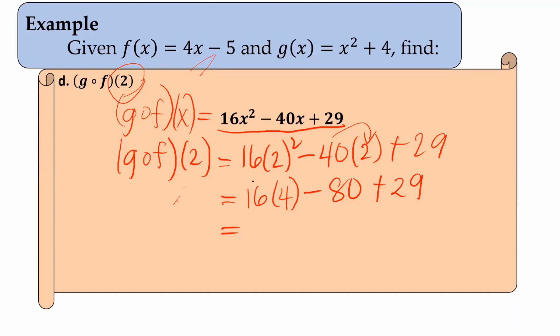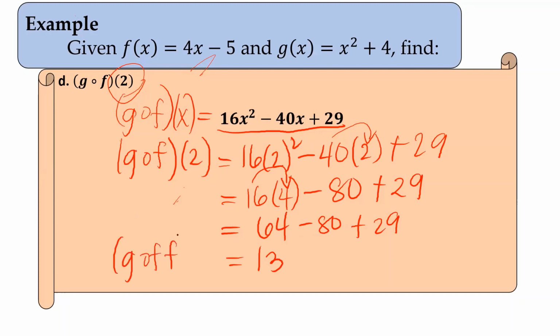Next, we will multiply 16 times 4. That would give us 64. Bring down minus 80 plus 29. And then we will simplify further. 64 minus 80, that is negative 16. Plus 29, that would give us positive 13. Alright, positive 13 yung final answer ng g composed of f of 2. So the final answer is 13.